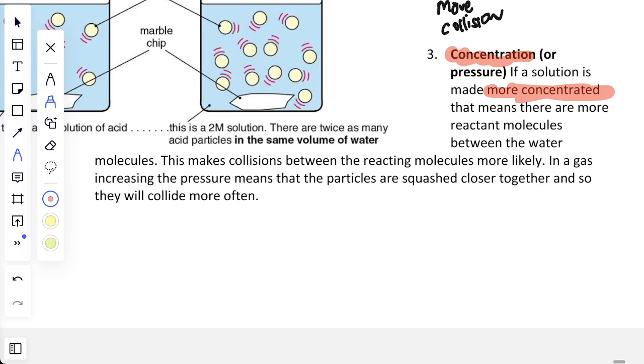And if you want to talk about a gas, we talk about it in terms of pressure. The higher the pressure, the closer together these particles are. That means they will collide more often. If they collide more often, that means the rate of the reaction will increase. Let's move on to the next part.